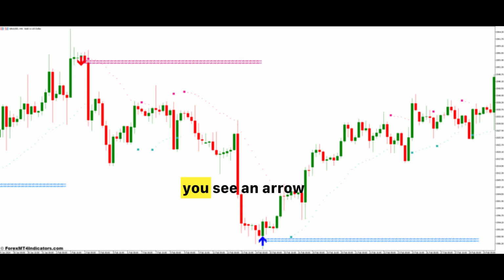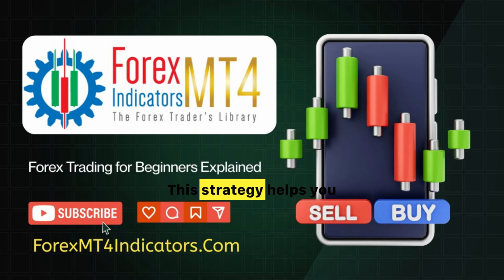Don't trade just because you see an arrow. Pair the signal with key levels and confirmation from the lucky reversal. And always size your position so you're risking no more than 1 to 2% of your account on any trade. This strategy helps you catch real reversals with clear signals and defined risk.